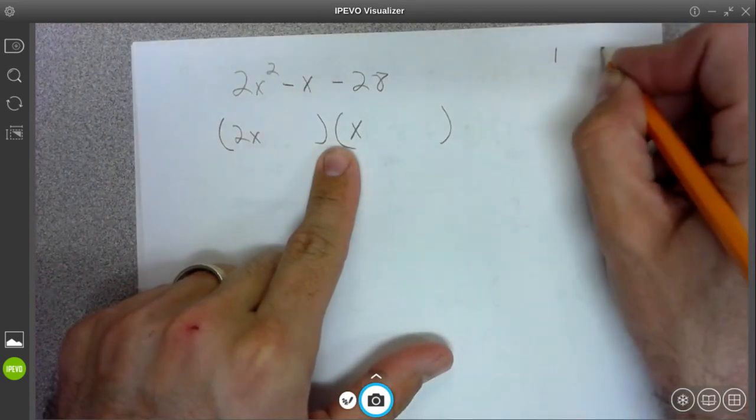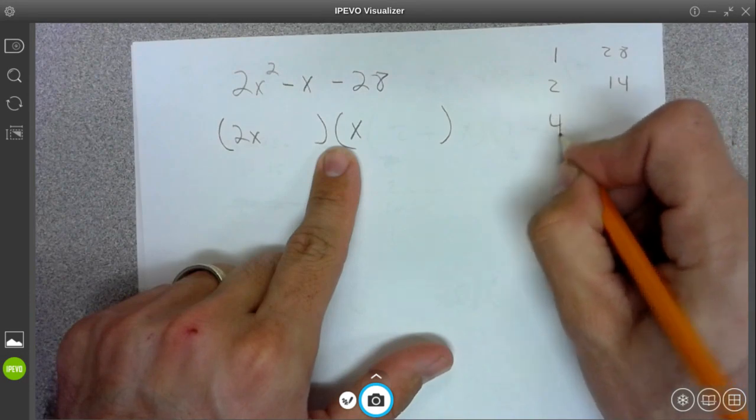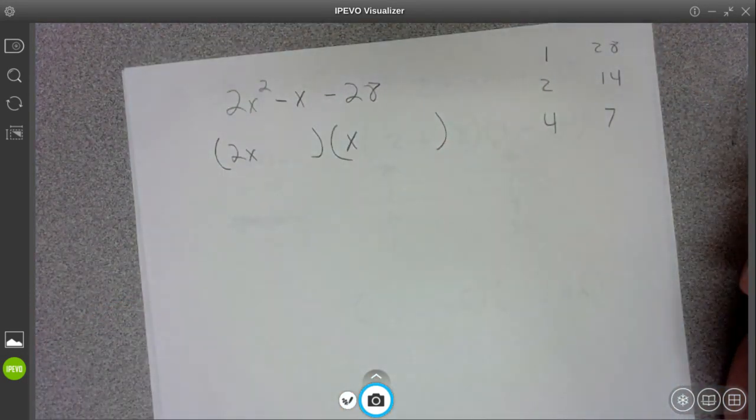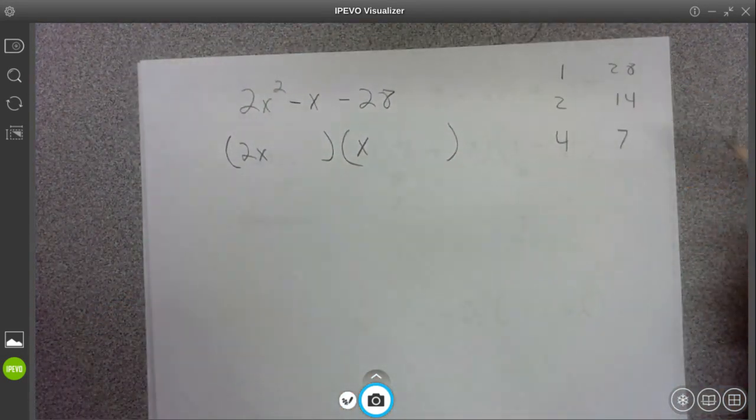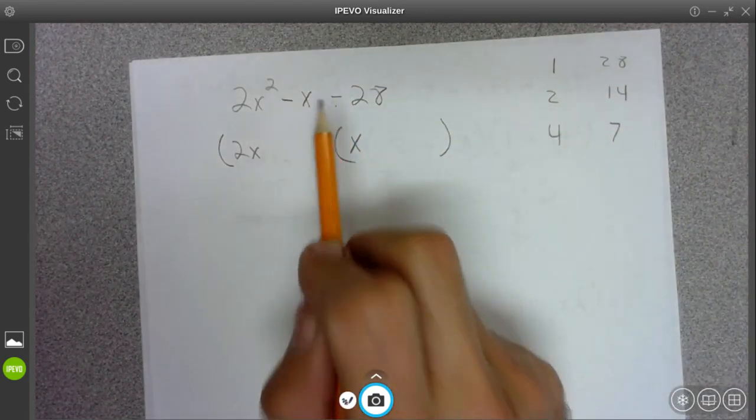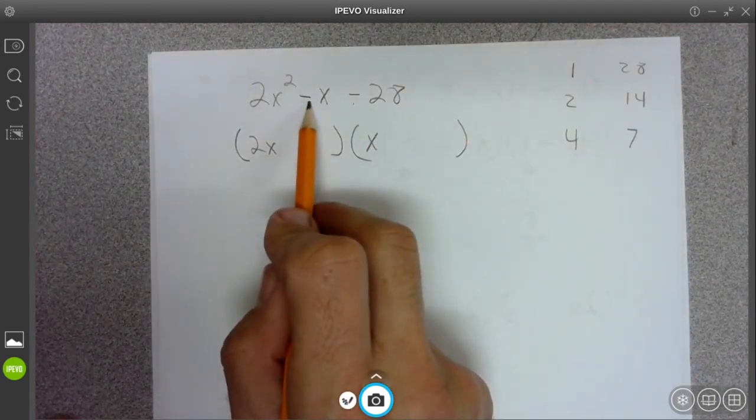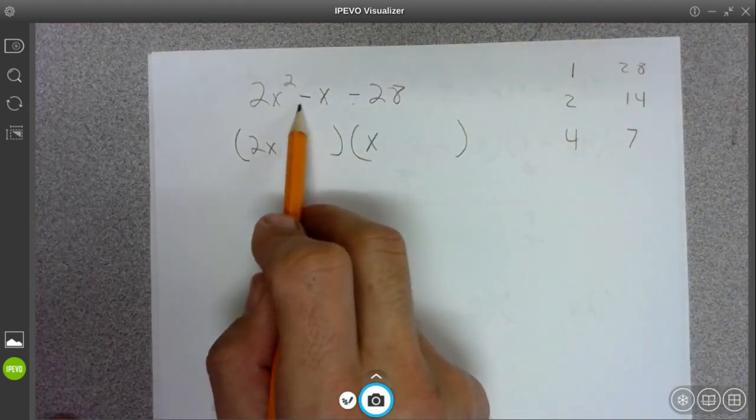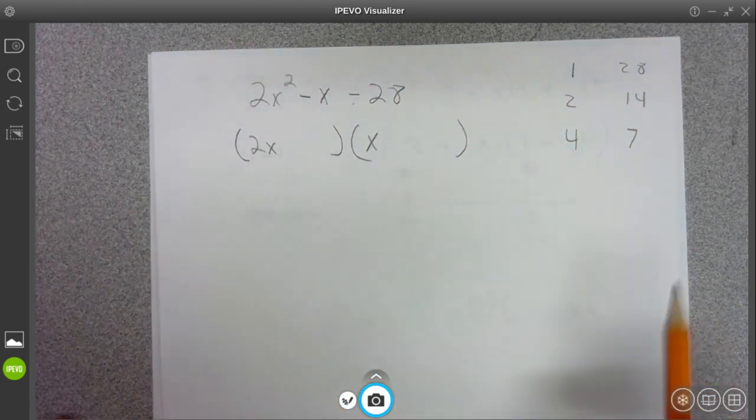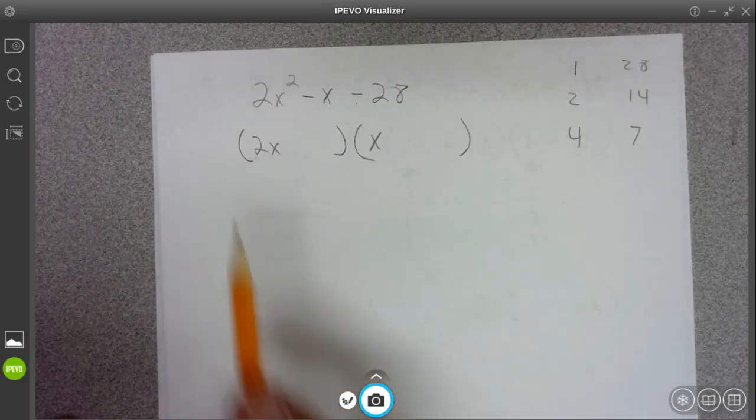Unfortunately, we could have 1 and 28, we could have 2 and 14, or we could have 4 and 7. So we've got several options here this time. One is going to be positive, one's going to be negative. Normally the sign of the bigger number is negative, but I don't think you can follow that rule here.